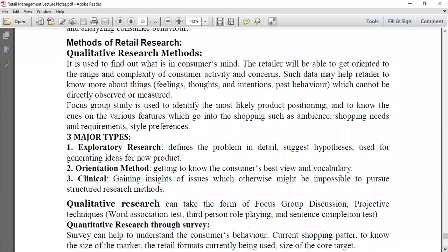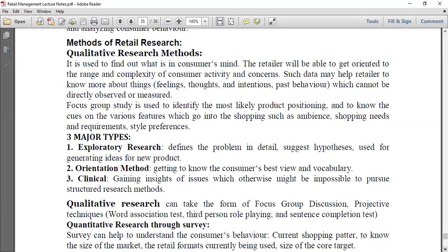There are qualitative research methods and quantitative research methods. Qualitative research is used to find out what is in the customer's mind. How do you find what is there in the customer's mind? By resorting to qualitative research. The retailer will be able to get oriented to the range and complexity of consumer activity and concerns. Such data may help the retailer to know more about customers' feelings, customers' thoughts, customer intention, and the customer's past behavior.